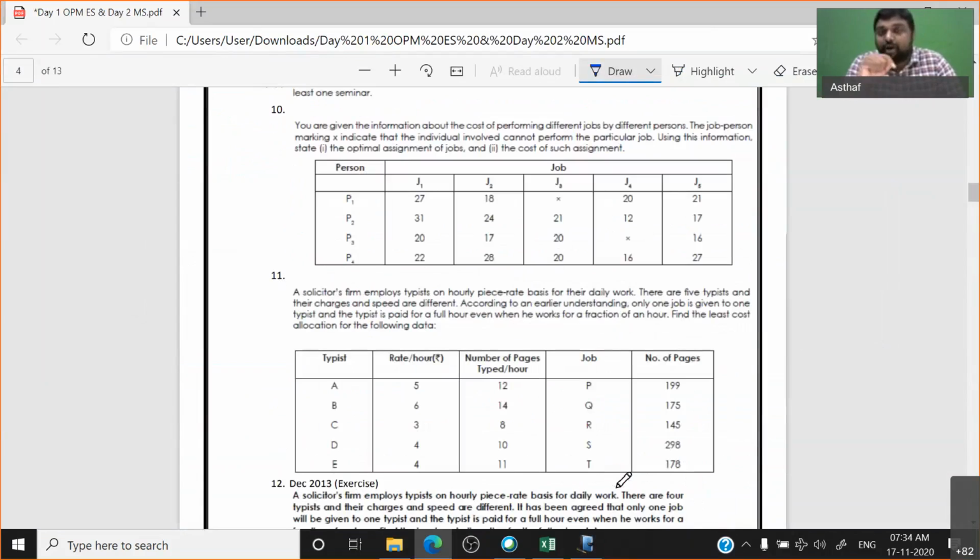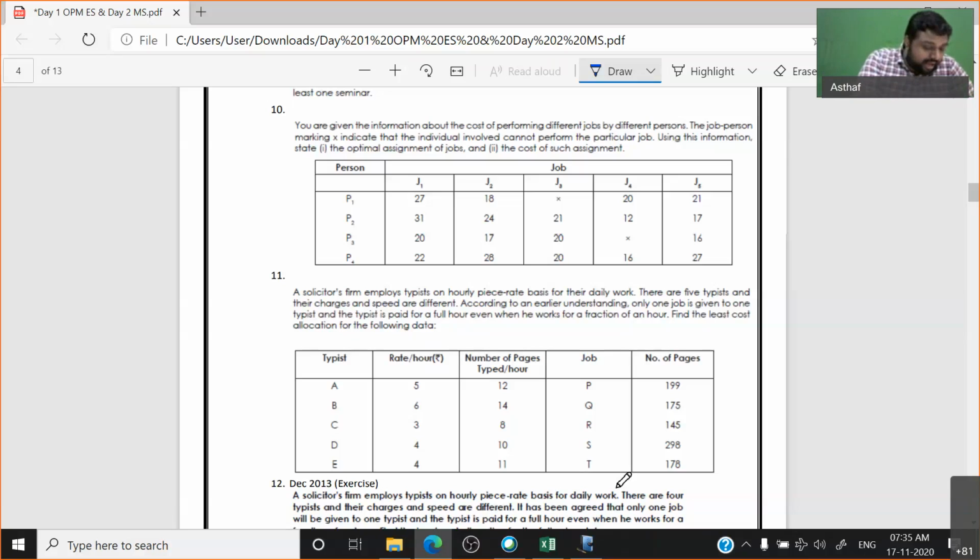So we will go for one more question for better clarity. Question number 10. You are given the following information about the cost of performing different jobs by different persons. In this question, which was not in the last question, the cross indicates that the individual cannot perform the job. See, look here.